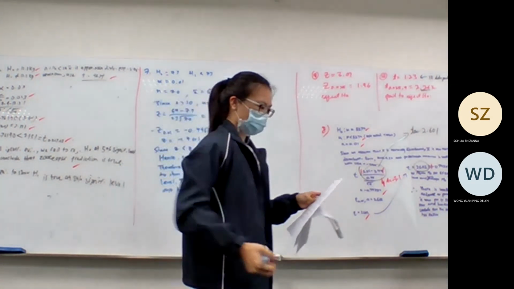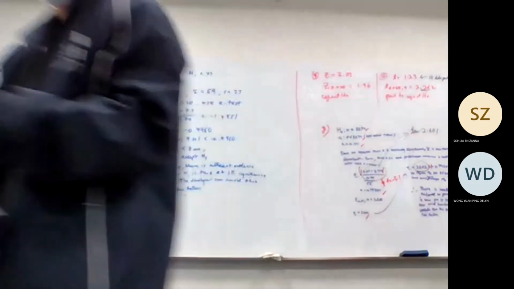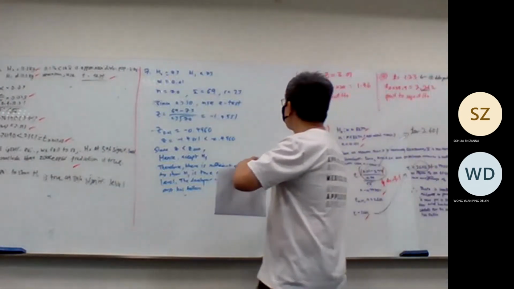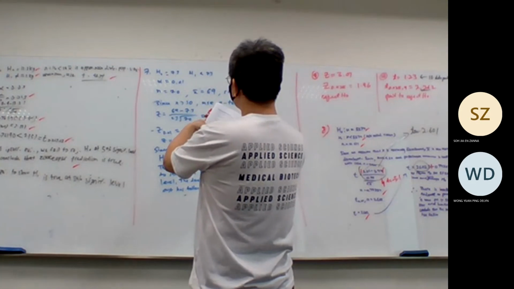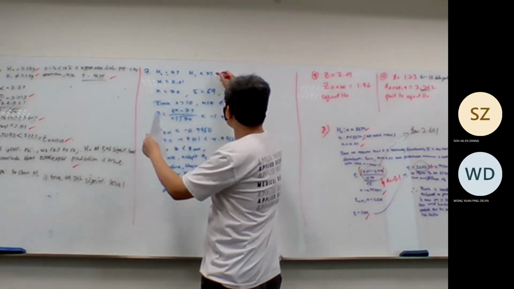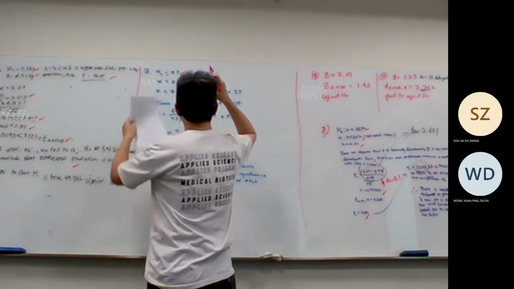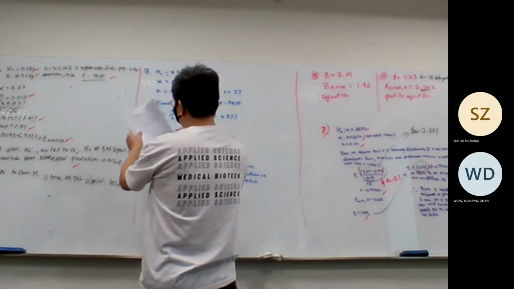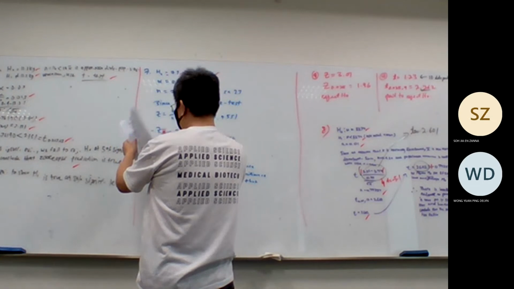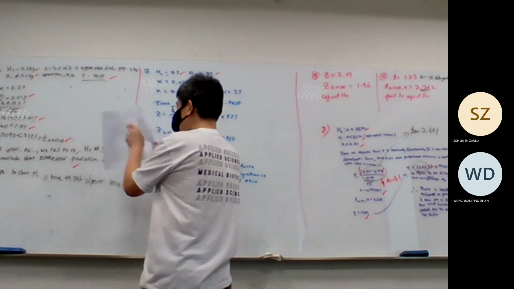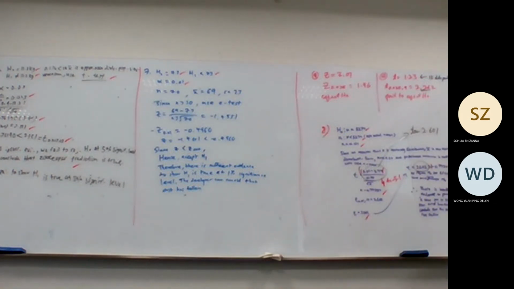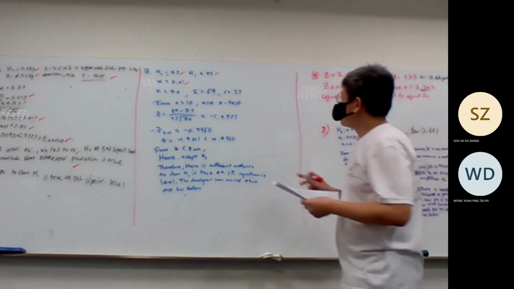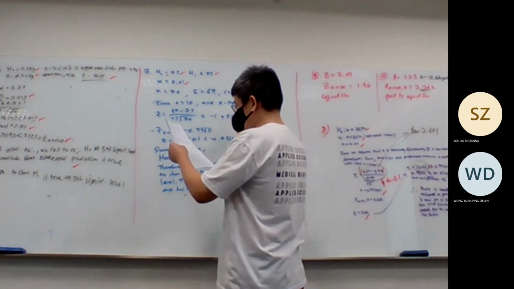Okay, let's see. Question 7. Question 7. Hypothesis and 3. Right. Okay, 17. 3. Is that yes? Okay.